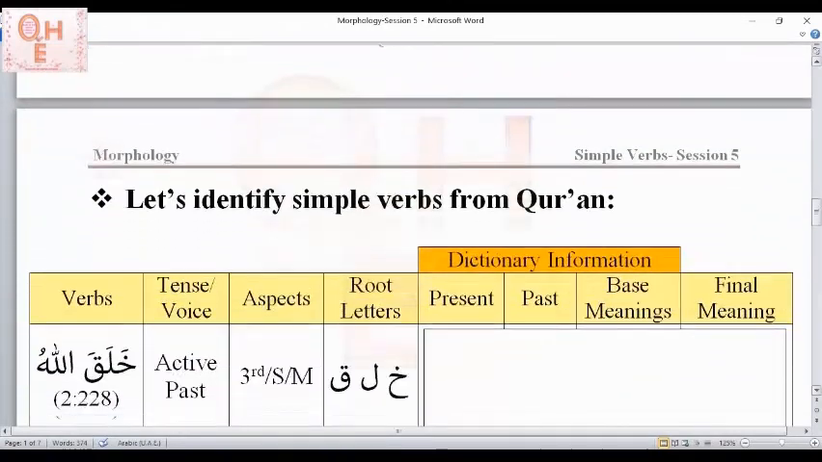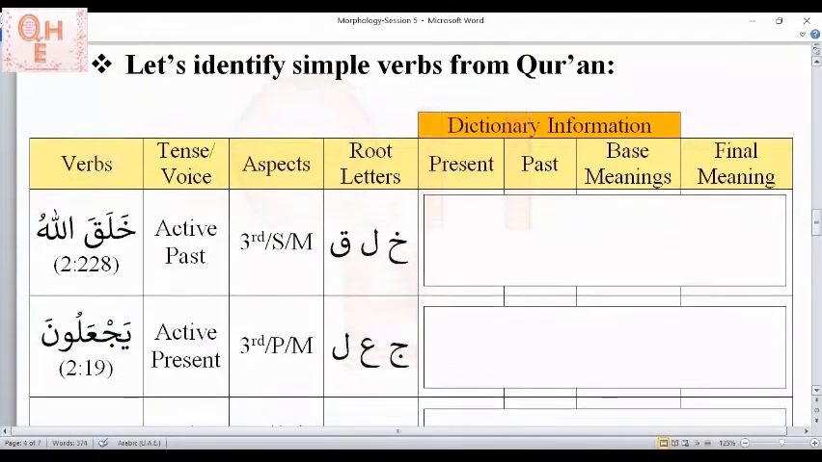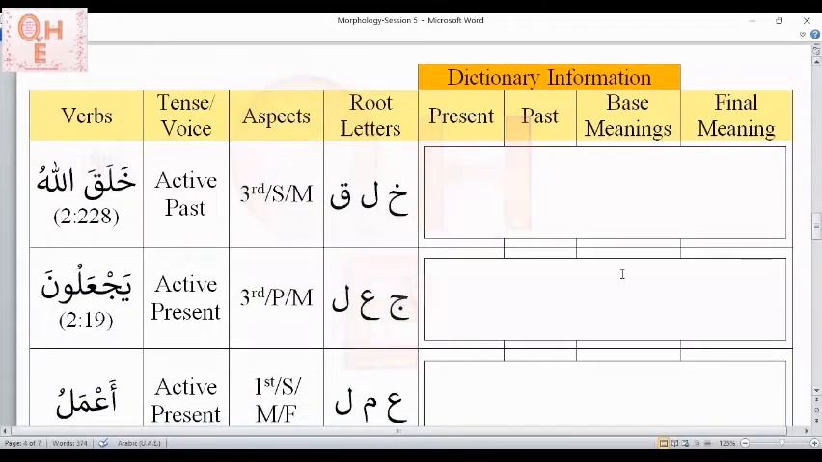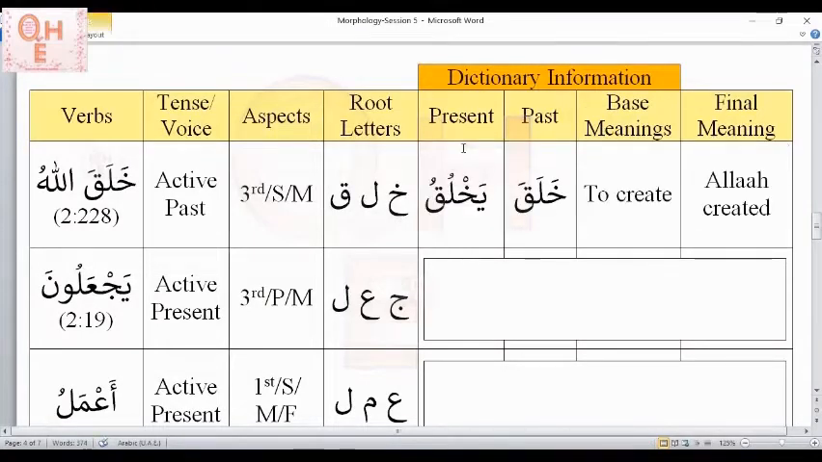So here is our table, and these are the words, these are the root letters. We just saw the patterns. So let me just remove the cover. When we plugged in kha, lam, qaf, the patterns we got were khalaqa, yakhluqu. Okay, and the base meaning we saw was to create.